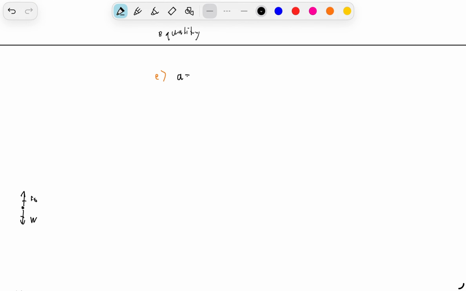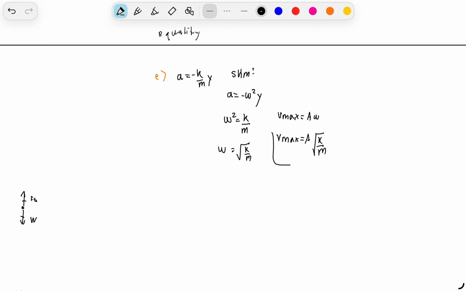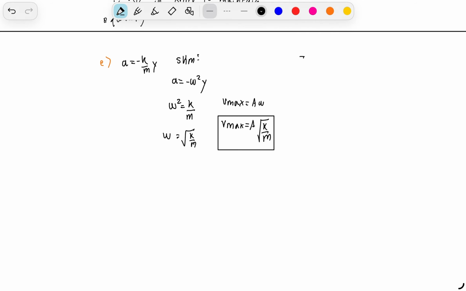We already know that a is negative k over m. We have a is equal to negative omega squared times y. Also, we have this relationship, so omega is the root of this. We have v_max is equal to amplitude times omega. So you can just substitute in omega right there, and you get your answer for v_max.